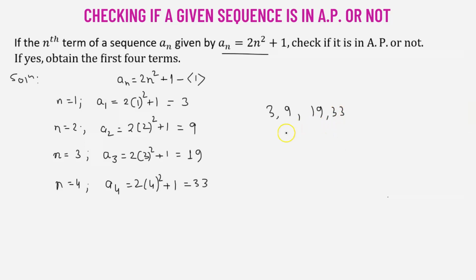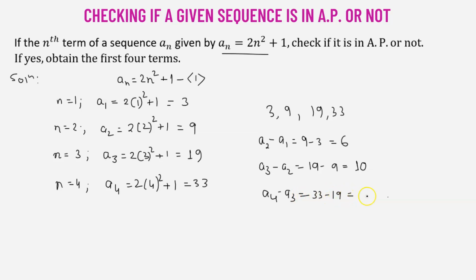Now that we have obtained the sequence, let's obtain the value of a2 minus a1. Here we are subtracting the first term from the second term. This will be equal to 9 minus 3, which gives us the value 6. Then we will compute a3 minus a2. That means we subtract the second term from the third term, which is 19 minus 9. This is giving us the value 10. And we will compute the value a4 minus a3, subtracting the third term from the fourth term. This will be 33 minus 19.